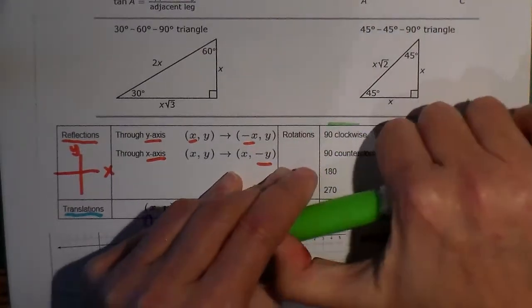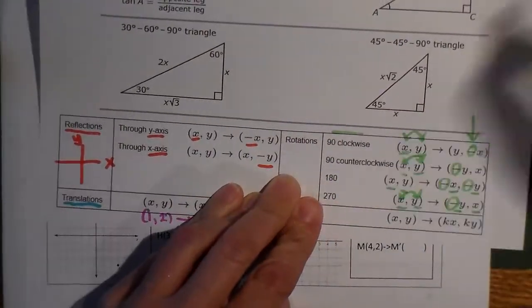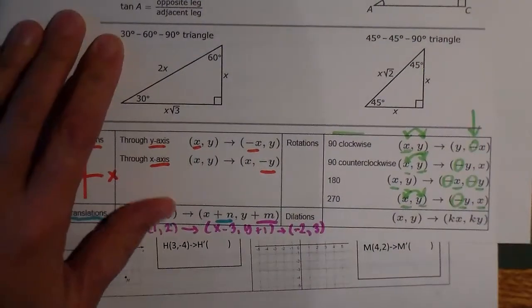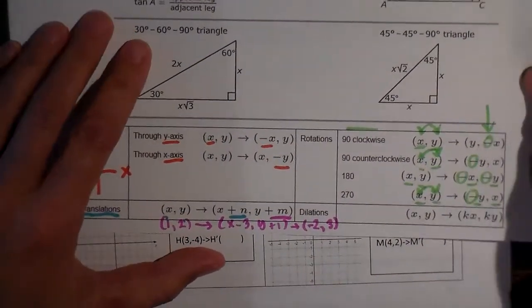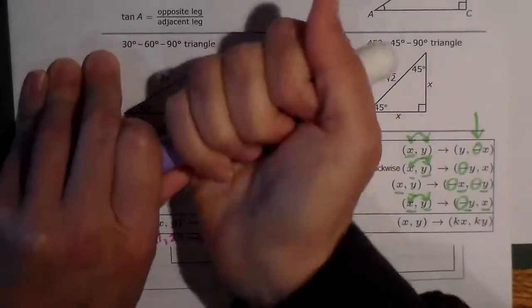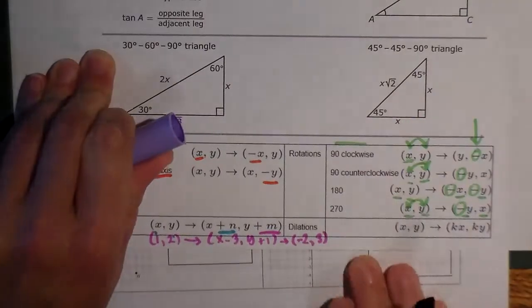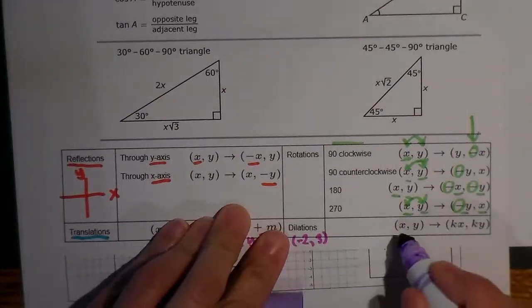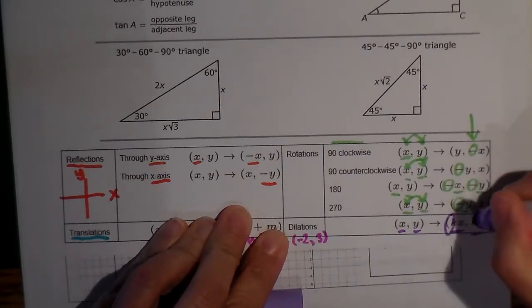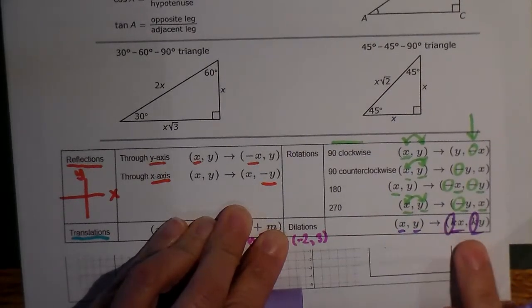With the dilations, which is the last one, sorry, I'm trying to do this with one hand and my markers are not cooperating with me. The last one that you'll do is the dilation, and if you look at the dilation here, it goes from (x, y) to (kx, ky). What the dilation is, you're going to multiply all the x's by the same number and all the y's by the same number. That's it.